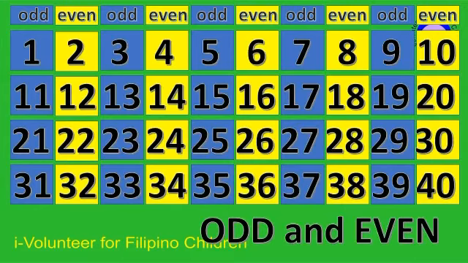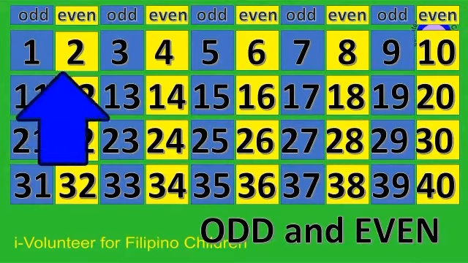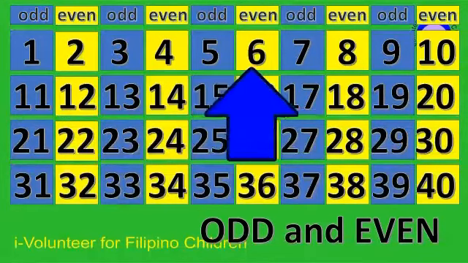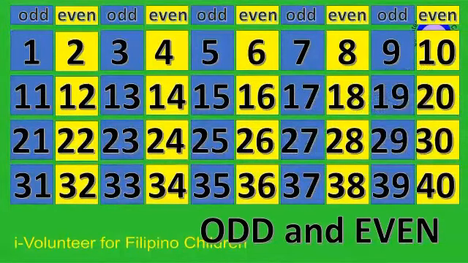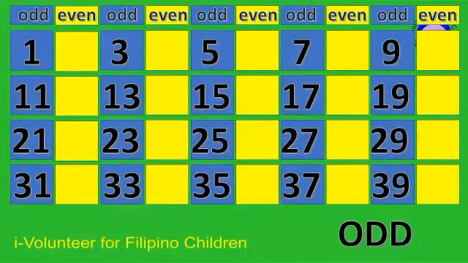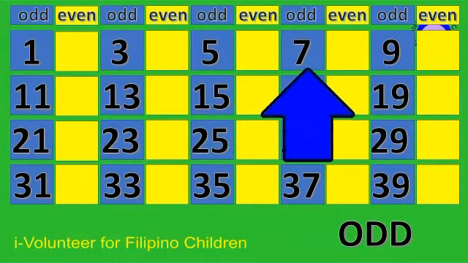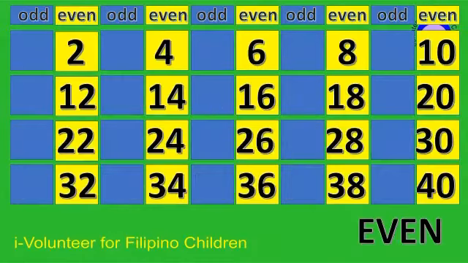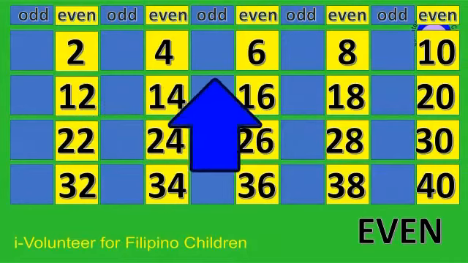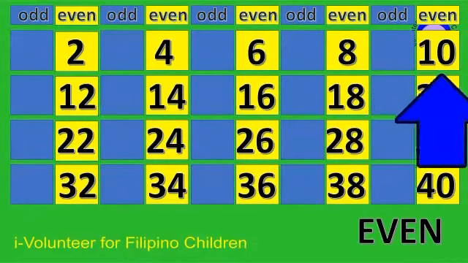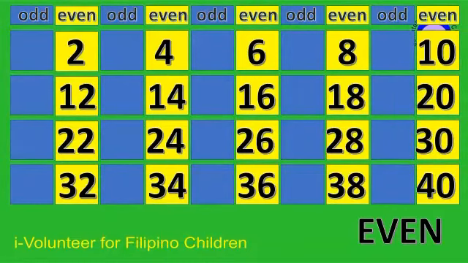Ngayon, naglagay na ako ng mga numbers. 1, 2, 3, 4, 5, 6, 7, 8, 9, 10. Ang odd number ay nagtatapos sa 1, 3, 5, 7, and 9. Ang even naman ay nagtatapos sa 2, 4, 6, 8, and 0. Di ba ang daling tukuyin kung isang bilang ay even o odd? By the way, ang 0 ay considered as even.